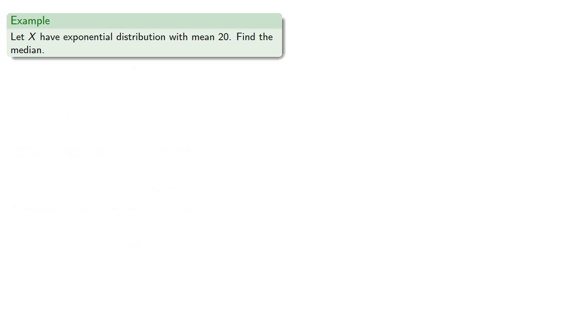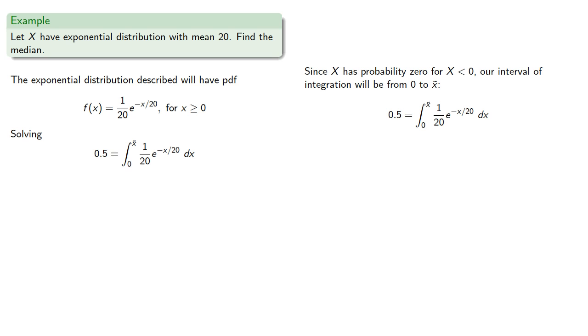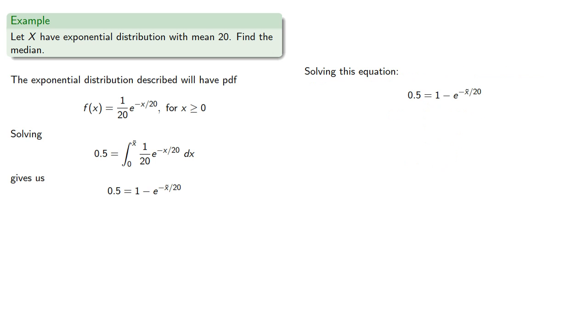Let x be exponential with a mean of 20. Let's find the median. The exponential distribution described will have PDF. Since our random value has probability 0 for anything less than 0, our interval of integration will actually be from 0 up to the median. And so we have, solving this equation gives us, and so x is about 13.86.